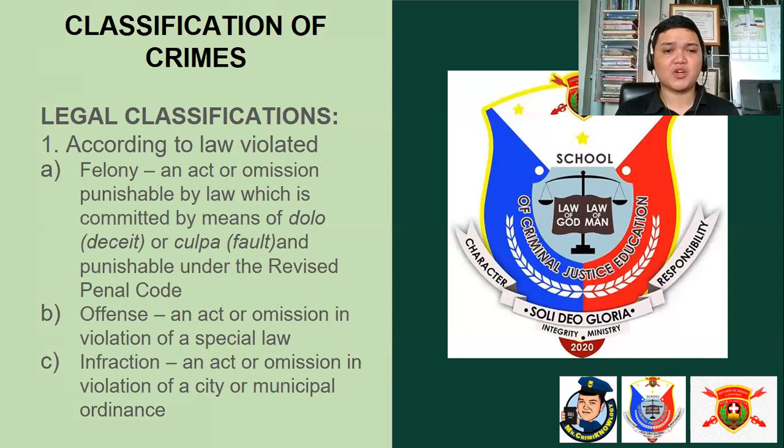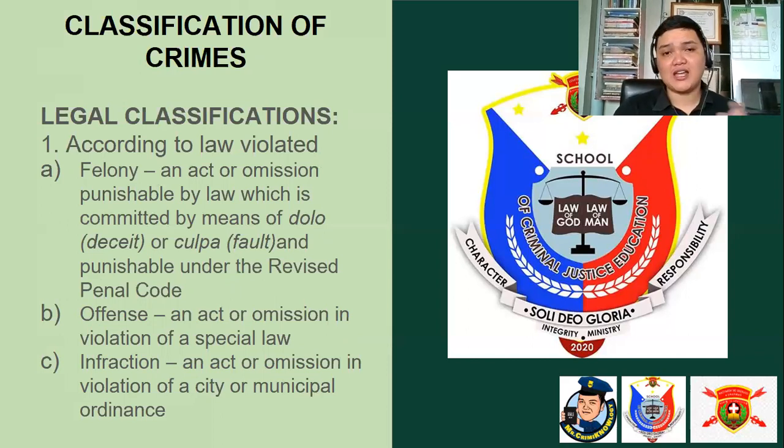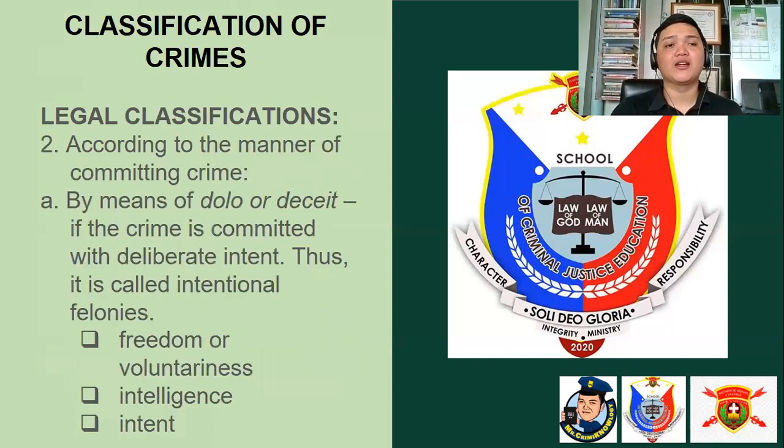Number two, offense. We call it offense if it is a violation of special laws. And letter C, infraction: an act or omission in violation of city or municipal ordinances, like I mentioned a while back. Number two, according to the manner of committing crime.